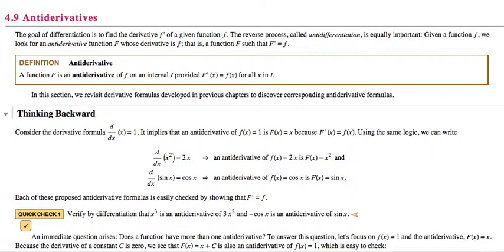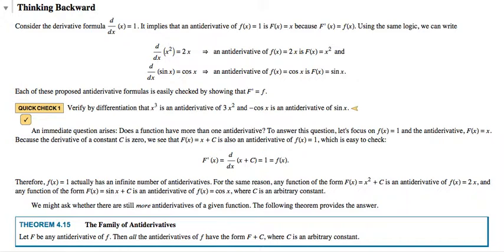In this section, we're going to revisit many of our derivative formulas in the previous chapters and write or discover our corresponding antiderivative formulas. Antidifferentiation is really about thinking backwards. So consider the derivative formula where taking the derivative of x, we get 1. What this does is it implies that the antiderivative of f equals 1. So we think to ourselves, well, what has a derivative of 1? Well, x has a derivative of 1.